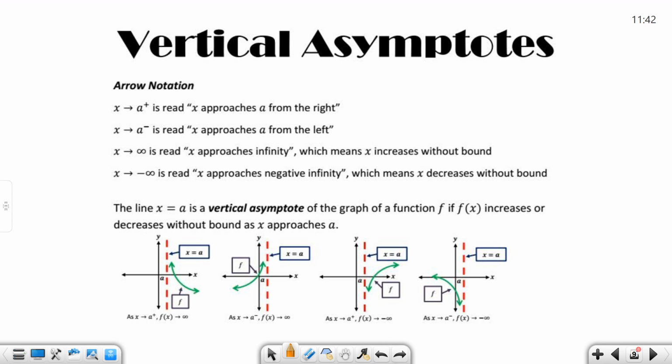It goes down again to negative infinity. It decreases without bound. So these are your four different scenarios of vertical asymptotes. Now, the curve may not look like my green curve here. It may have other shapes. But as it gets close to the asymptote, we call it hugging the asymptote, right? It hugs it, but it actually never touches it.